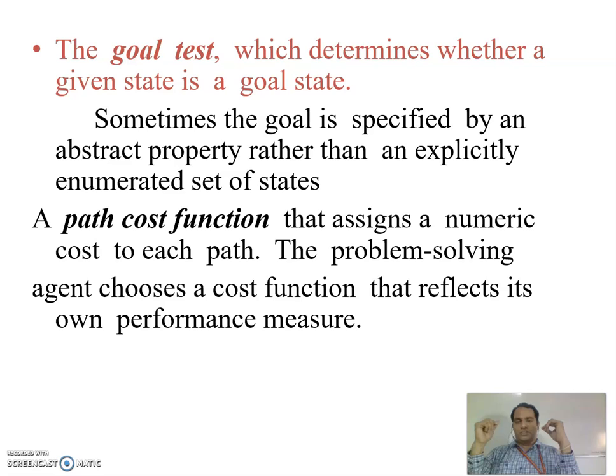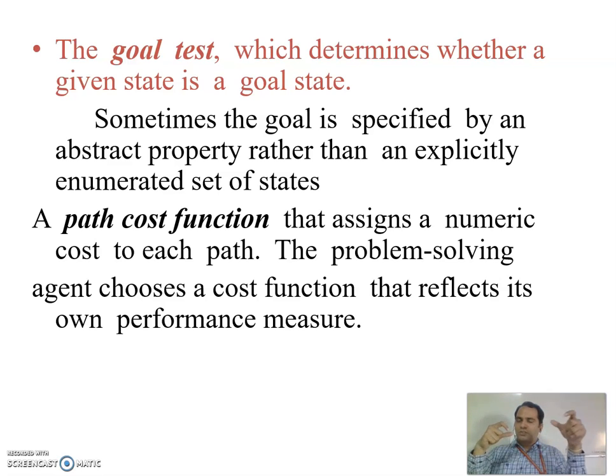A path cost function. Now what is a path cost function? From the start state, you are reaching a goal state, traversing different states. The cost incurred in traversing multiple states, combined, gives you a path cost. A path cost function assigns a numeric cost to each path. For example, you want to reach from Hyderabad to Vijayawada. The cost incurred from Hyderabad to Nalgonda, from Nalgonda to Khammam, from Khammam to Vijayawada, combined, you consider as the path cost.